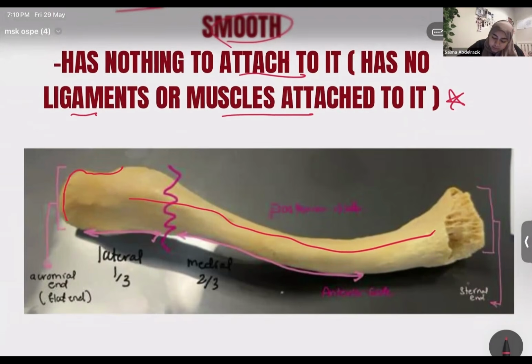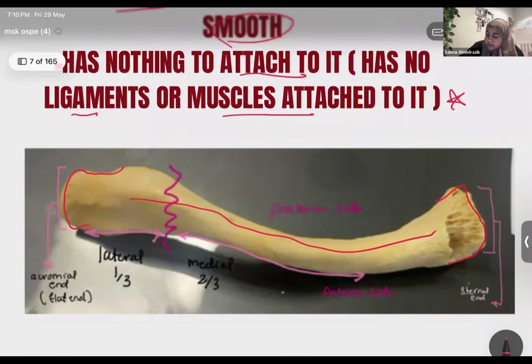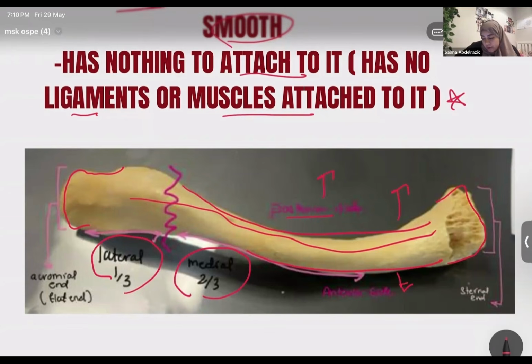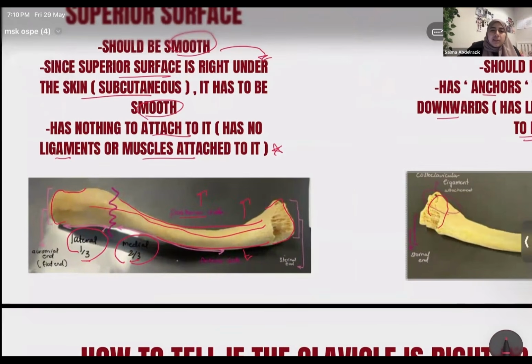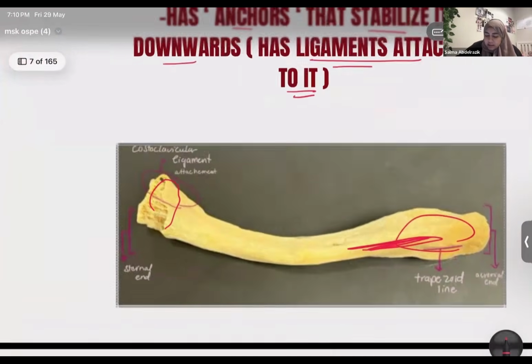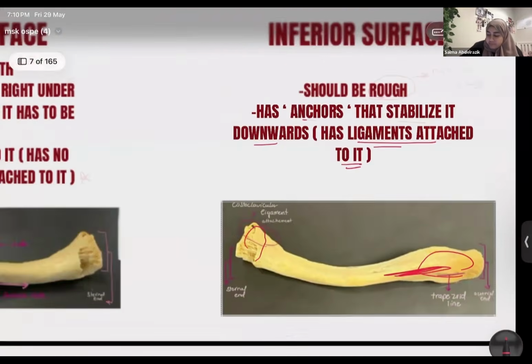And like we said, the acromion is lateral and the sternal end is medial. And we knew this because the posterior side is pointing that way, and the anterior side is pointing that way. We have the medial 2/3 and the lateral 1/3, and we'll talk about these later on. So that's why we know which side is anterior, posterior, medial, lateral. I'll explain it later on. And here's the inferior side. It's basically more rough. Cool?